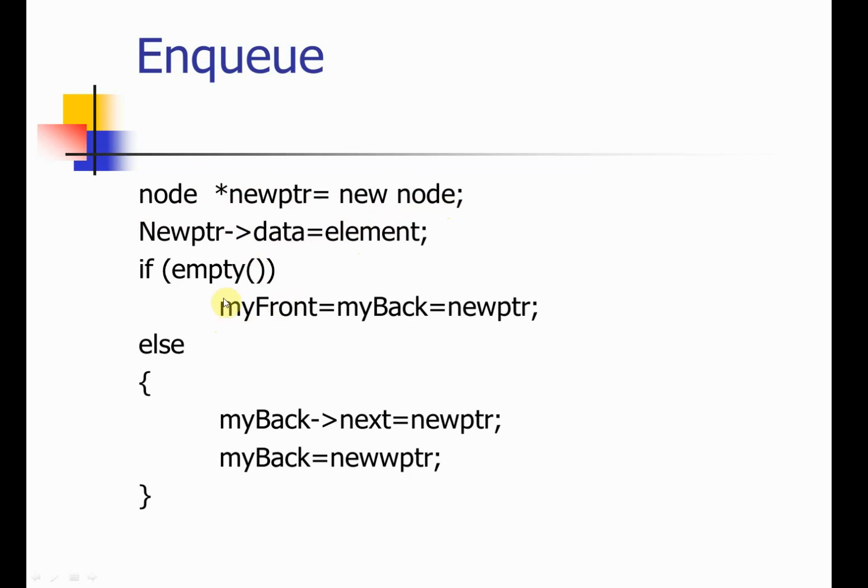If the queue is empty, that means the first element is my front element as well as my back element. So both front and back will point at the new pointer location. That is the easy case scenario. If it is not empty, then we need to link the new item to the back of the queue. So my back's next part will equal the new location that we created. We have the link over there, and all we need to do next is say that now my back equals new PTR. So you can see that this can successfully link the item to the back of the queue.